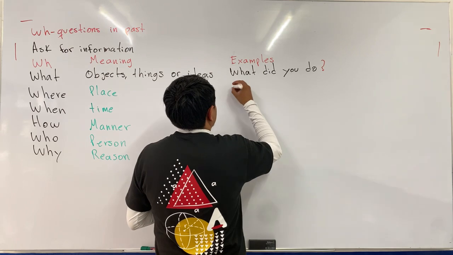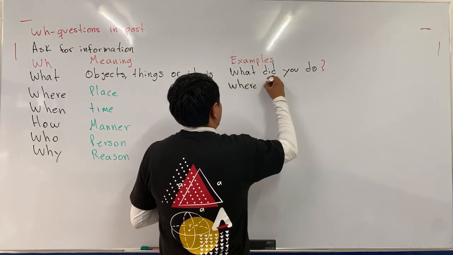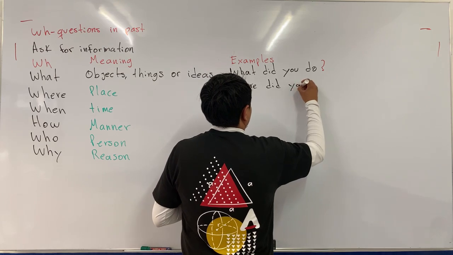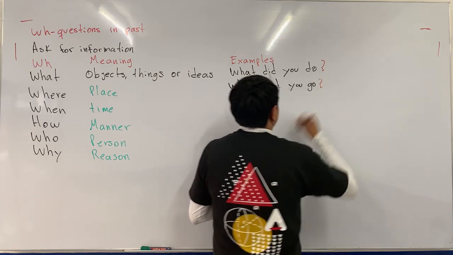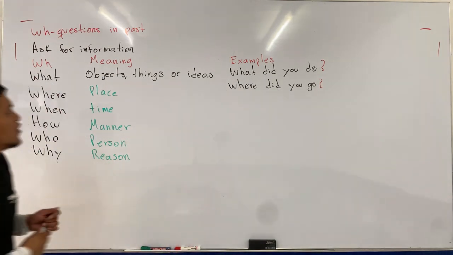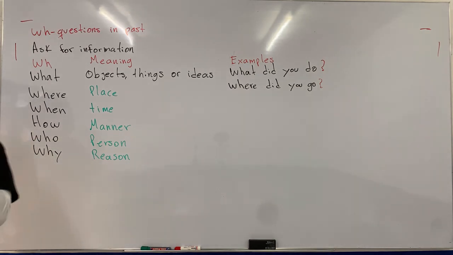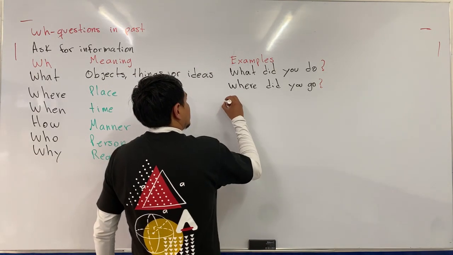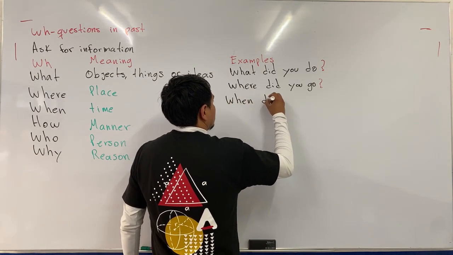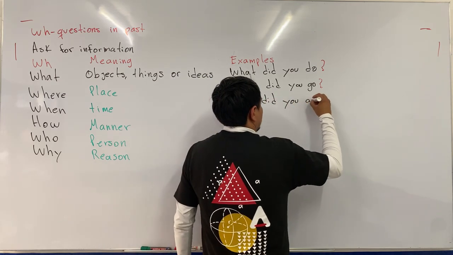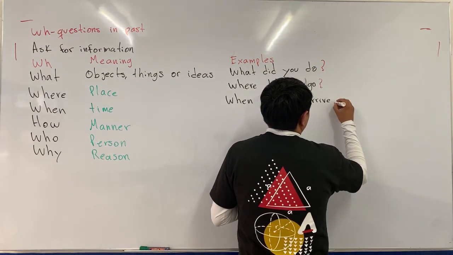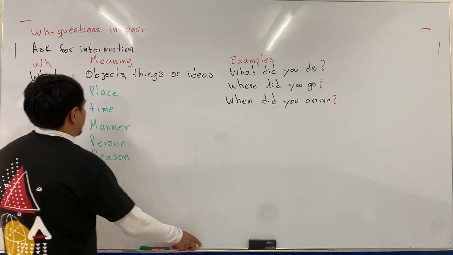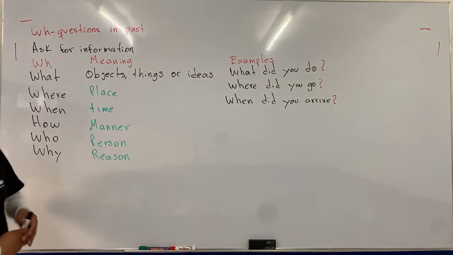Next, now. Example with where, for example, where did you go? Where did you go? Now, for time, one example with time, maybe when did you arrive? When did you arrive? Now, this is for when, right?